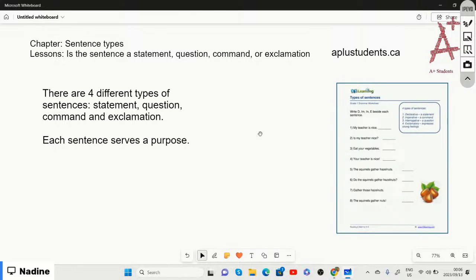So we see that there are 4 different types of sentences: a statement, a question, a command, and an exclamation. Each one of these sentences serves a purpose, meaning that we will go deeper into what a statement is, what a question is, what a command is, as well as what an exclamation is.